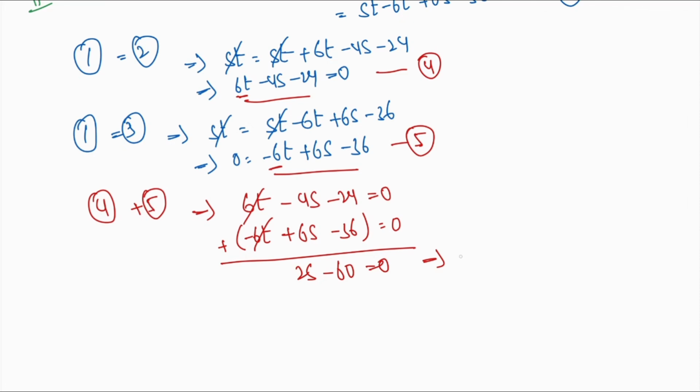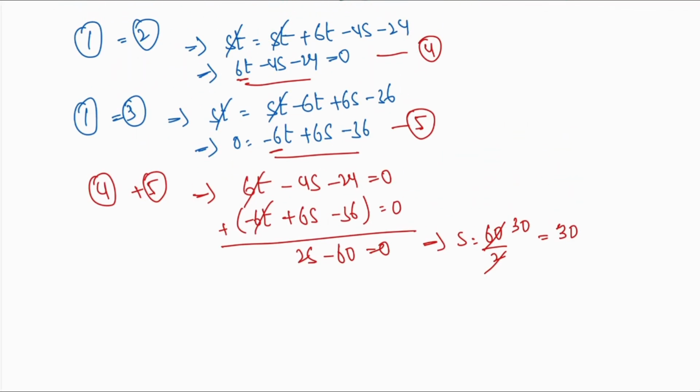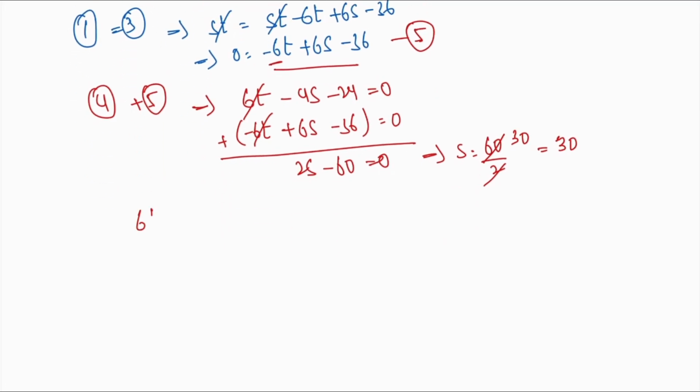Here you will get 2S is equal to 60. See, if minus 60 goes to the right side, it will be 60, and 60 divided by 2 is 30. We got S is equal to 30. We'll substitute S value in fourth equation. We will get 6T minus 4 into 30 minus 24 is equal to 0. 6T minus 120 minus 24 is equal to 0.